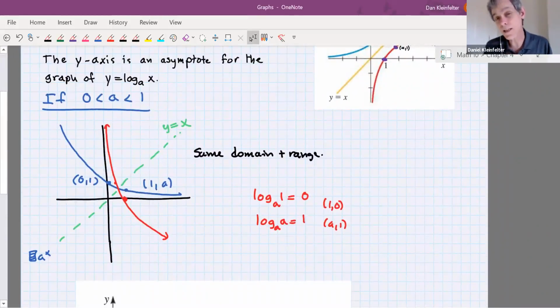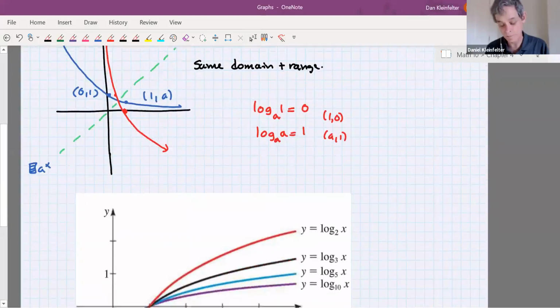Just for completeness' sake, though, we should mention if the a is less than 1, what is the graph going to look like? As you know, the graph of the exponential function is decreasing, and the graph of the logarithm is going to also be decreasing, and its graph will be the reflection of the graph of the exponential across that line y equal to x. It still will pass through the points (1, 0) and (a, 1), but it will be decreasing. It has the same domain and range. That is, the domain will be 0 to infinity, and the range will be -infinity to infinity.